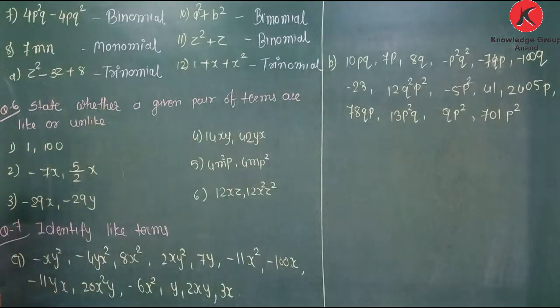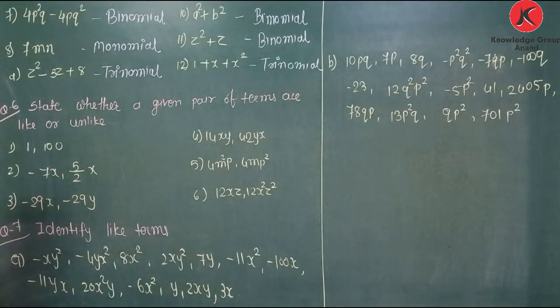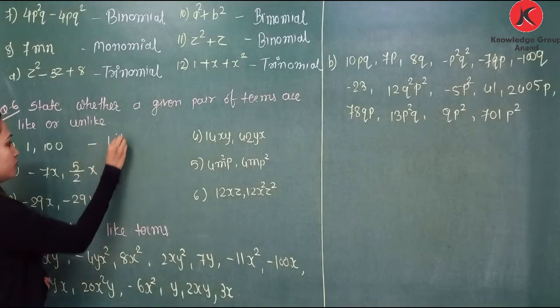Next example, state whether the given pair of terms are like or unlike. We need to find whether the terms are like or unlike. Now like terms means the algebraic factors are the same, otherwise it becomes unlike. So first, 1 and 100. Here 1 and 100 do not have algebraic factors, they are constant terms, so it is a like term.